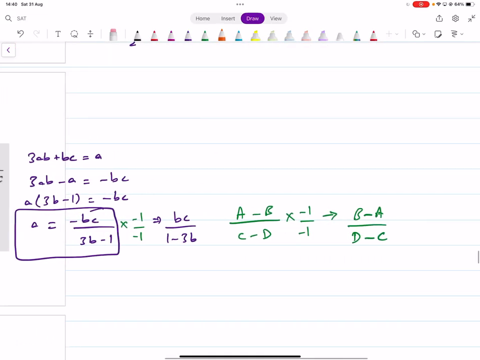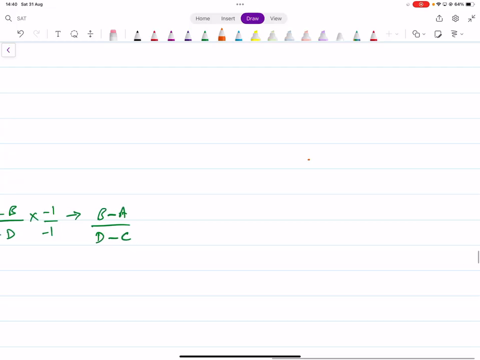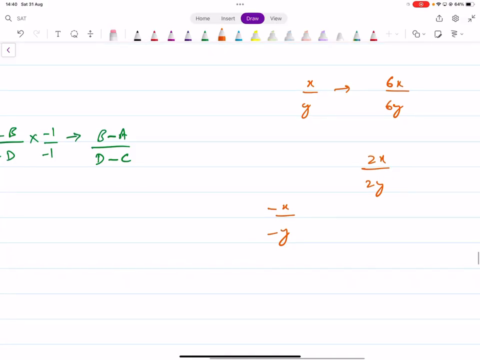So we can actually multiply and divide by any number. For example, if I have x over y, I can multiply and divide the fraction by 6 and say this is the same as 6x over 6y, right? I can multiply it by 2, 2x over 2y, it's still the same expression. I can multiply it by negative, minus x over minus y, it's still the same expression. So we can multiply and divide by the same number in a fraction, and the fraction does not change.